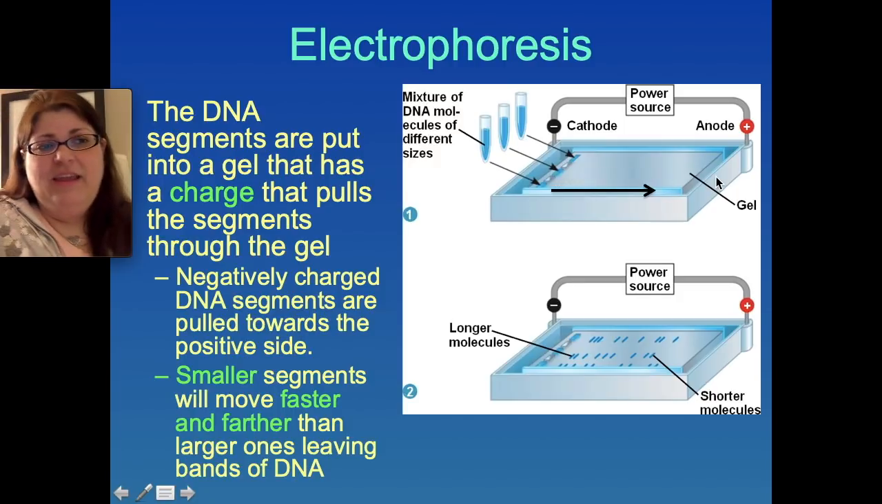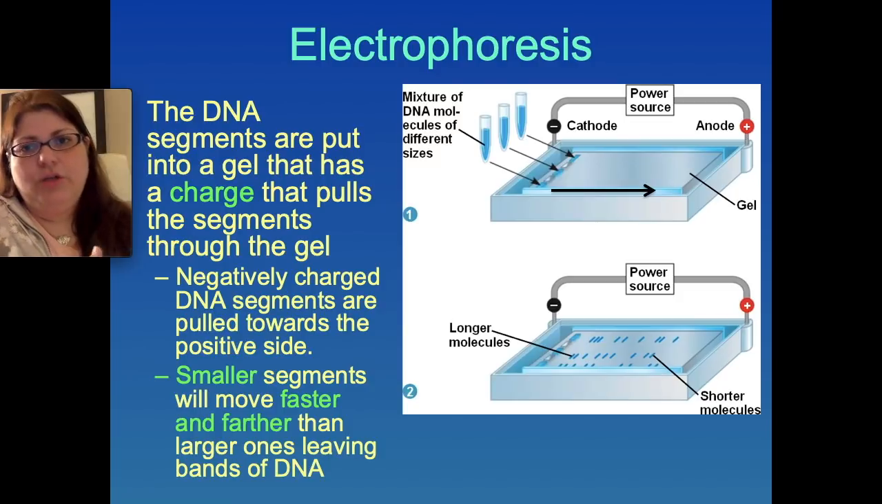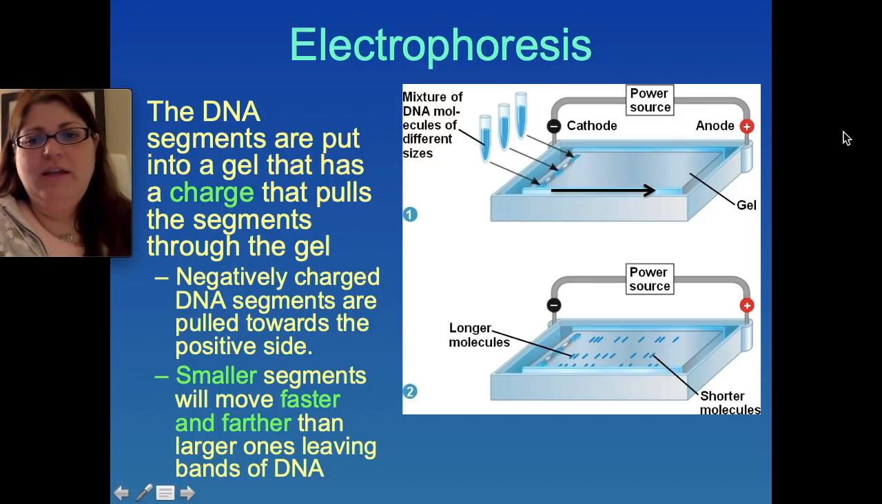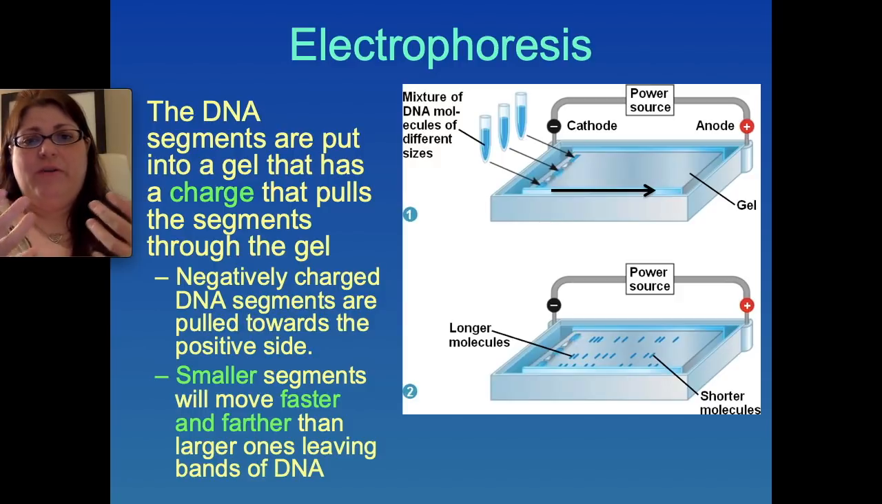And when it does that, the heavier pieces, the larger pieces, won't have as easy a time moving through the gel as the smaller pieces. And so the larger pieces will stay closer to the well. Some won't even make it out of the well, and the smaller pieces will be pulled all the way through to the other side. And in that way, it will create a band that's unique to each person.